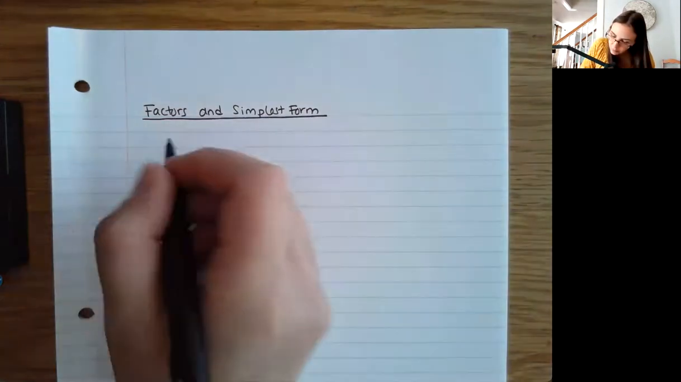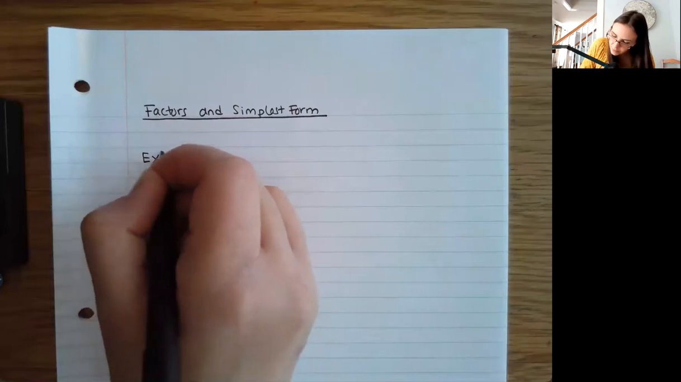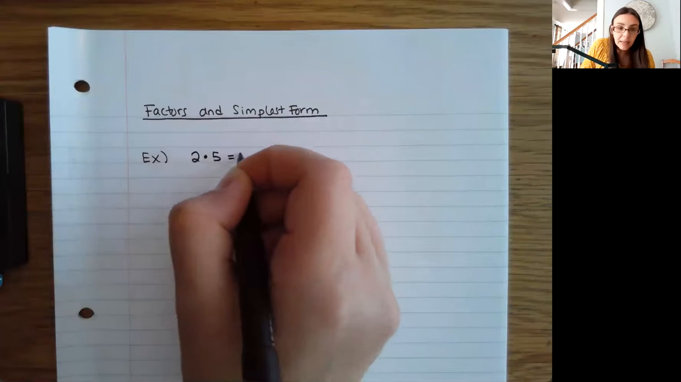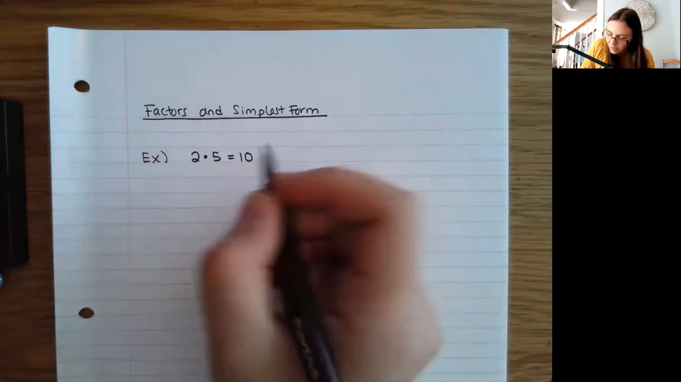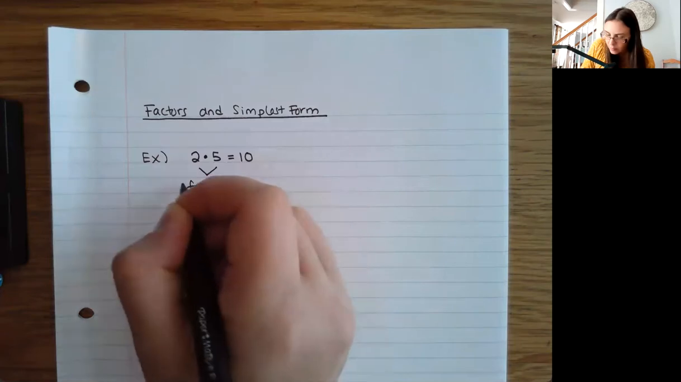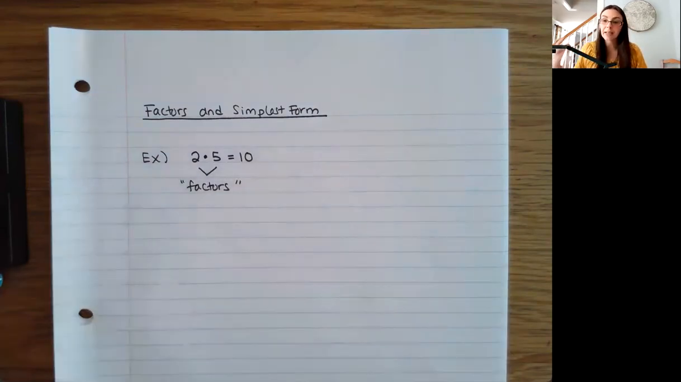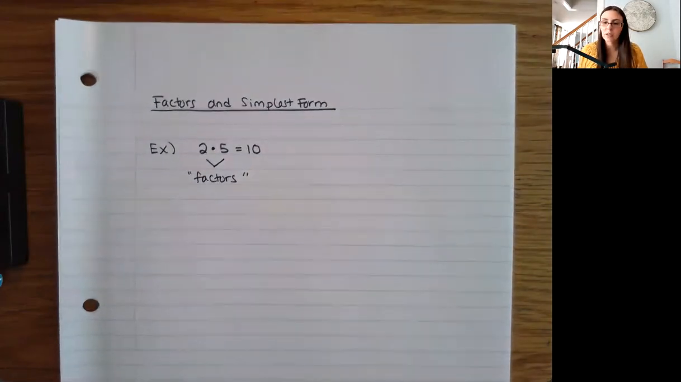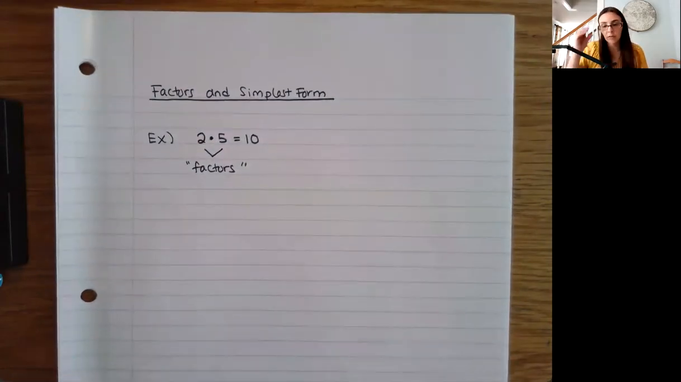So, for example, let's say I have something like 2 times 5 equals 10. Well, 2 and 5 are called factors. So they're the things that get multiplied together to give the final result. So we can use these factors to help us break down fractions and to write them in the simplest or lowest form possible.